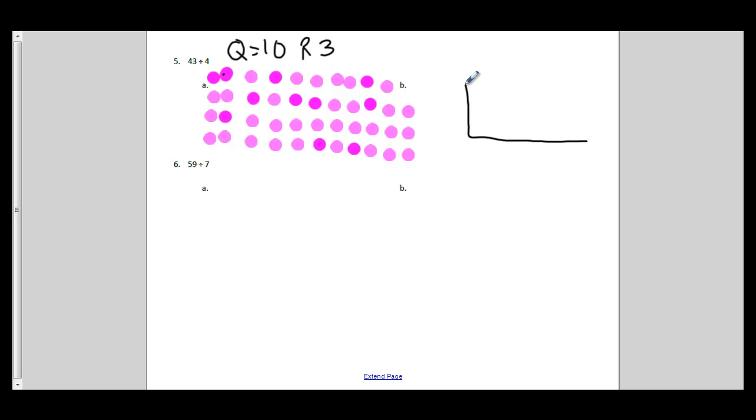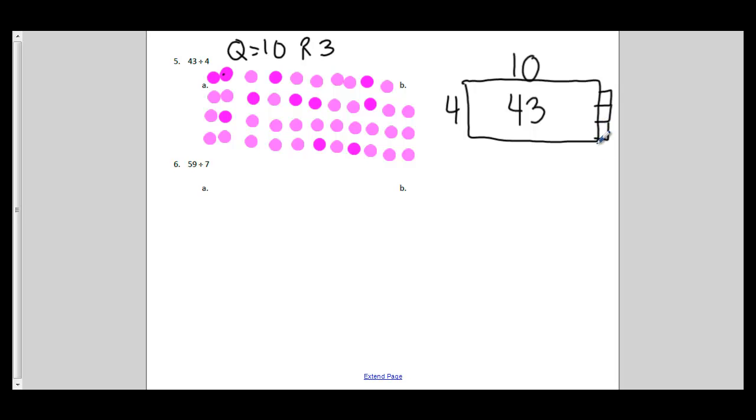I hope that you went ahead and drew your area model. If not, pause the video and go ahead and attempt to do that now and see if you can label it the same as me. So my area would be 43, and I would have a length of 10, and I would have a width of 4, and then I have 10 times 4 is 40, plus 3 would be 43.